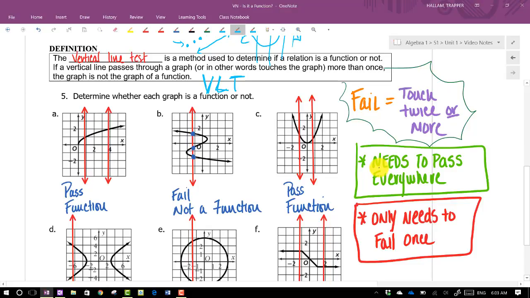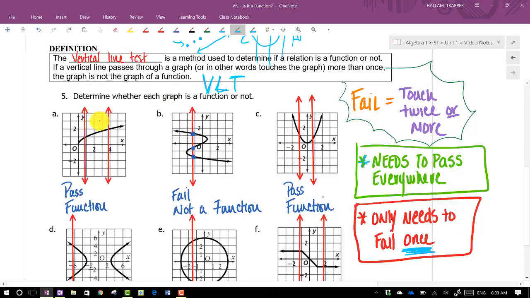Now, here's the rule of thumb for this. It needs to pass at every point everywhere to be a function, but only needs to fail once to be a relation. Okay, so it has to continually pass everywhere we can draw a vertical line on the function. But as long as it fails one point, then we know it's not a function anymore, and it is a relation.